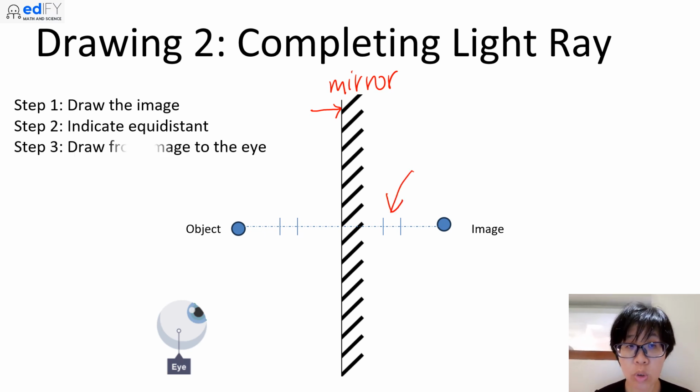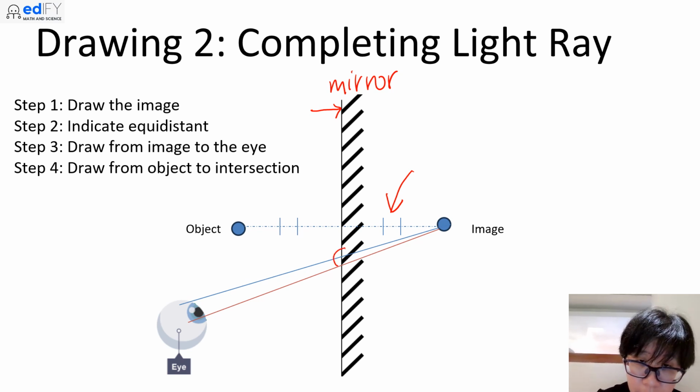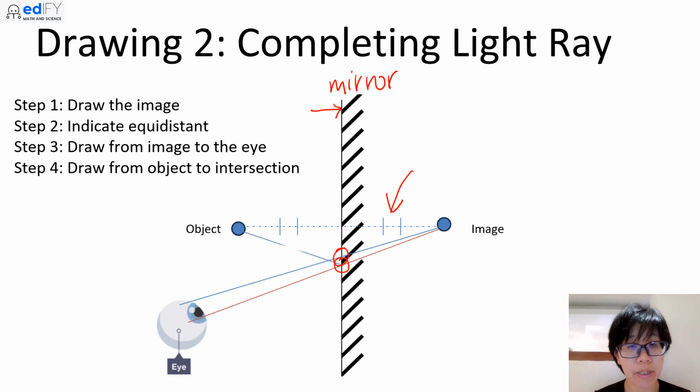Number 2, next one, draw from the image to the eye. So how to draw from the image to the eye? So from the both ends of the eye you can draw. Alright, and then the next step, draw from the object to the intersection. So what do we mean by the intersection? This point where they intersect the mirror and the light ray. So then you intersect at that point.